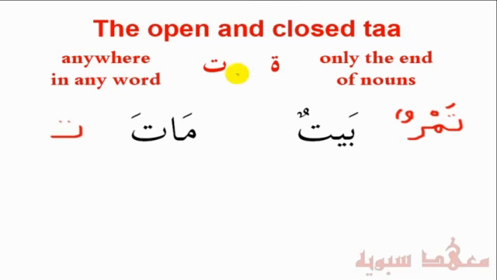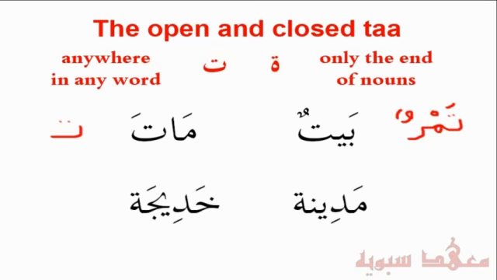Now with the ta marbota, the closed ta, we have the following words. You notice here the ta marbota at the end of the word. And notice one thing about the ta marbota: the way it's written is exactly the same as a ha. If you remember, the ha can be written in two ways. At the end, if for example it doesn't join to the second last letter, it will be written on its own like this.